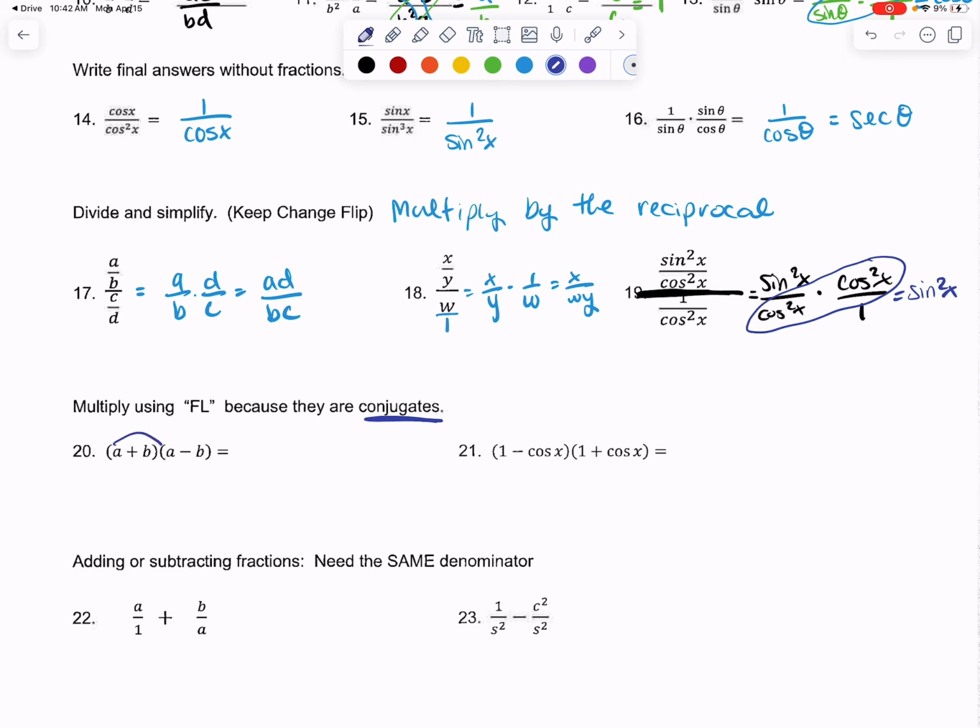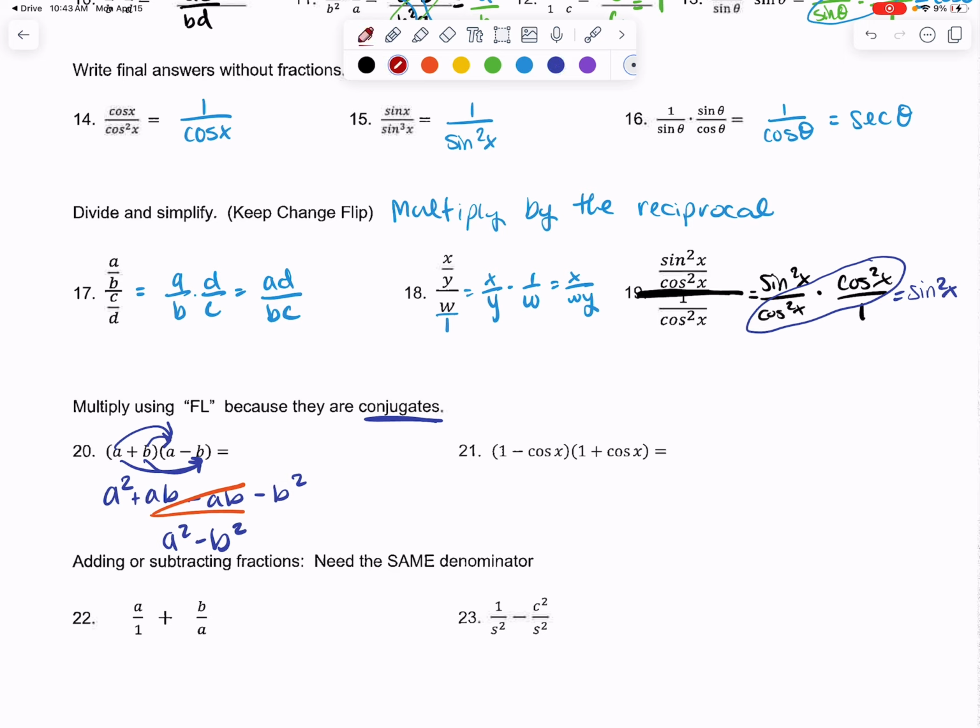So if I multiply a times a, that's a squared, and b times a, ab, I've done first, inner, outer, minus ab, last. So that is plus b squared. Notice our ab and ab cancel. That's because they're conjugates, difference of squares. So we have a squared, and this should be negative b squared because positive b times negative b is negative b squared. So we have a squared minus b squared. Notice that difference of squares, right?